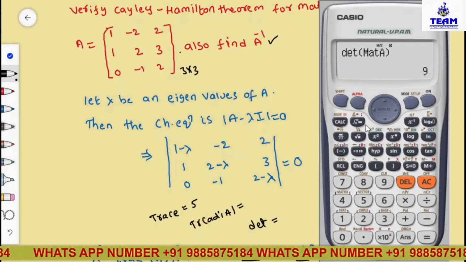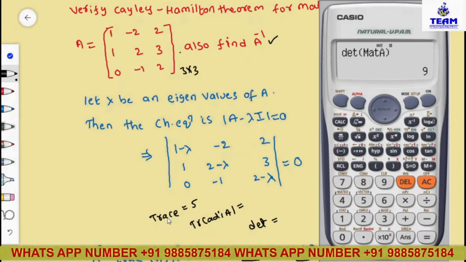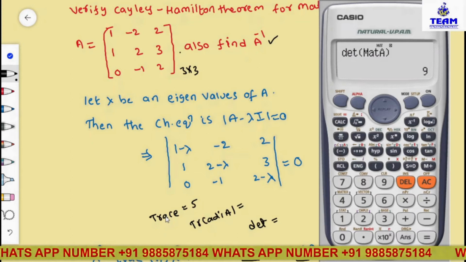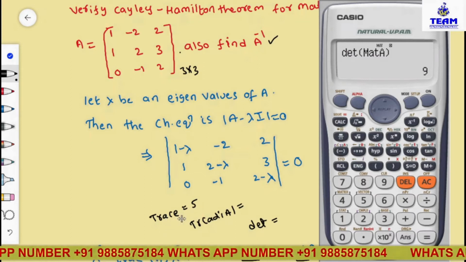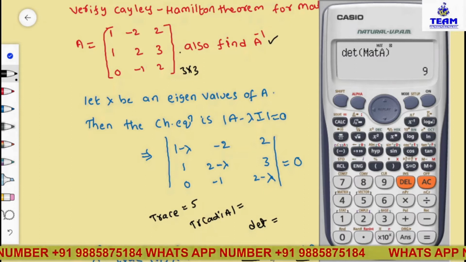So friends, you see, if the determinant is 9, then A is a singular matrix or a non-singular matrix? Non-singular only. So first you write down the determinant value here.